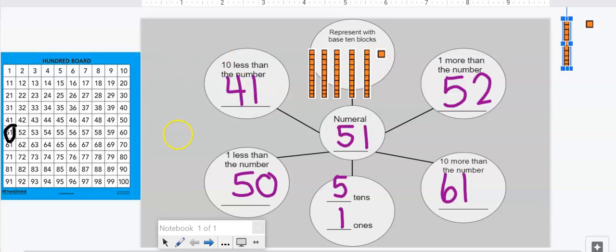Great job today, boys and girls, comparing numbers. Did you notice how our 51 was different than our 15? That's right. So place value matters. That number of tens. In 15, there was only 1 ten. In 51, there were 5 tens.